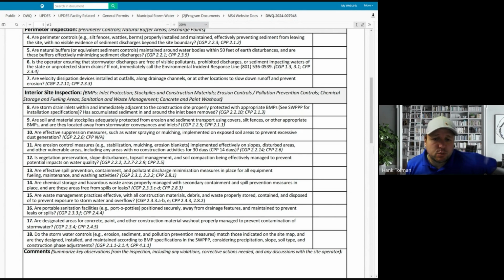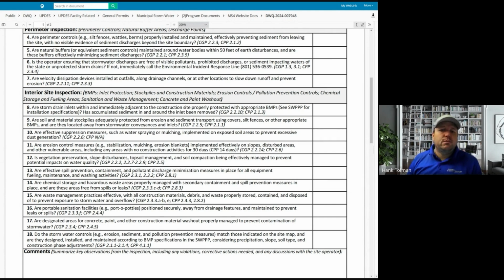One of the things that's becoming much more common is the use of erosion control blankets. So take a look on your sites. If you have areas that are vulnerable, such as steep slopes or other tracts of land that are not going to have construction on them for more than 30 days, we need to get something down on those to make sure that they don't erode away.